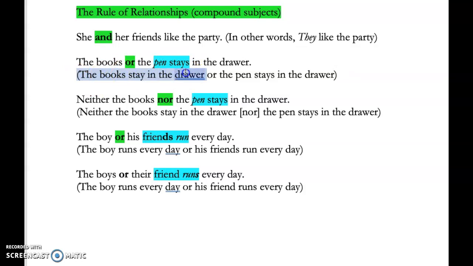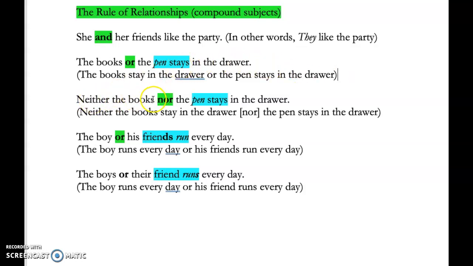Here's what it would look like. The books stay in the drawer. And the pen is singular, so if it were the pen, it would be the pen stays. So you can see that this sentence wants a verb to be both plural, stay, and singular, stays. And so the grammatical answer is, you don't know which one it is, you can't look in the drawer, you gotta pick whatever's closest to the verb.